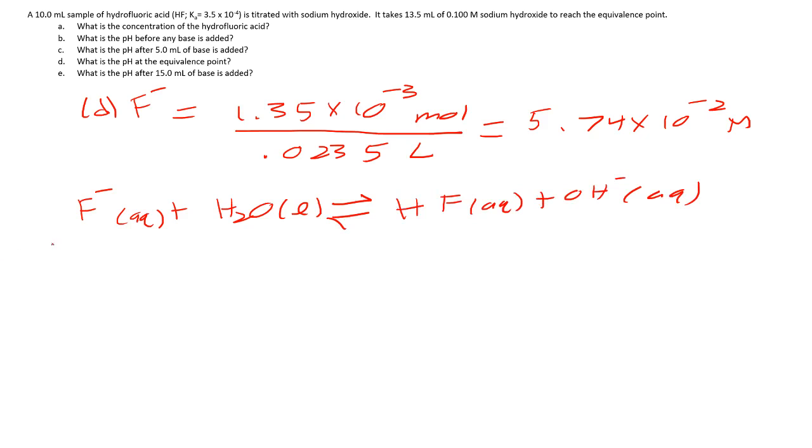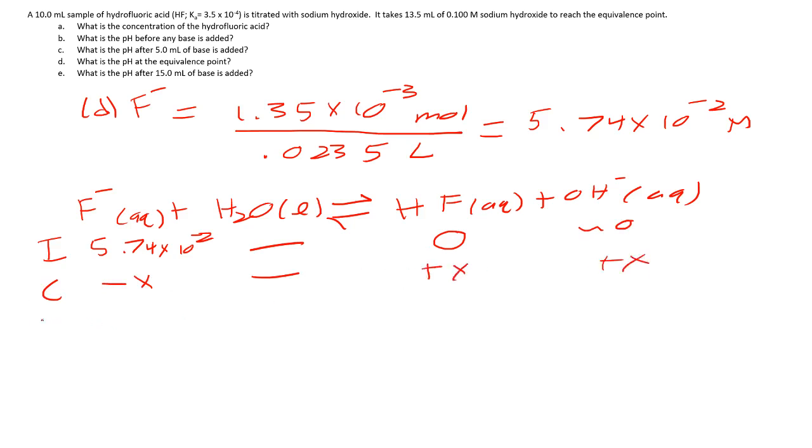So for this, we now have our ICE table. Our initial here is 5.74 times 10 to the minus 2. We don't worry about the liquid water. We've used up all the HF, so we're now at 0, and this is approximately 0. Our change, we're going to lose some of the F minus because it's going to turn back into HF. And so if we go to our equilibrium, we have 5.74 times 10 to the minus 2 minus x. And then we have plus x and plus x.